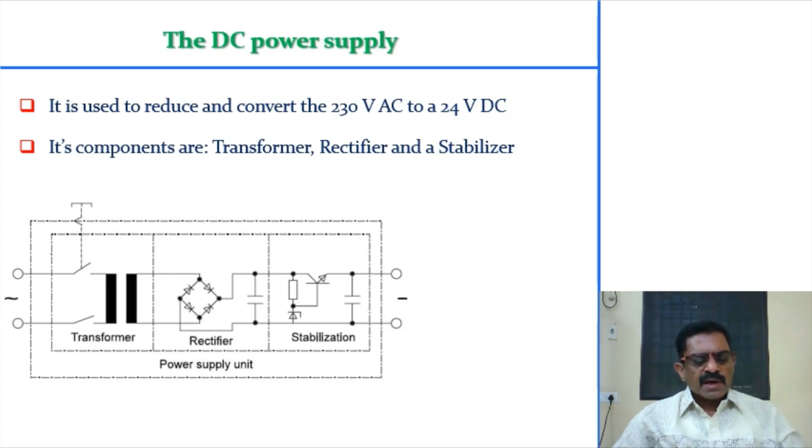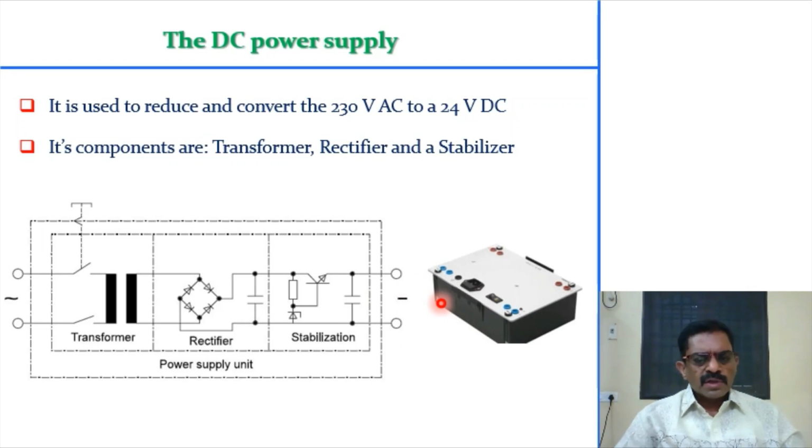So this is the electric diagram. The transformer is connected to the AC source. Through the transformer, the rectifier receives the power, and the rectifier converts AC to DC voltage, and that DC voltage is sent to your system. The system is connected here. This is a practical power supply. The same power supply we have in our mechatronics lab, so I can definitely show you there.